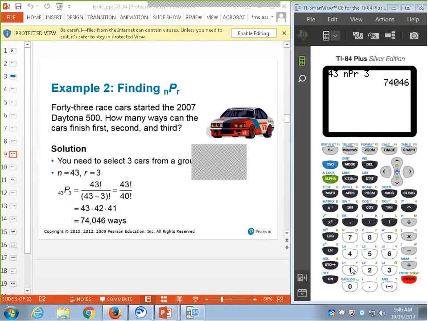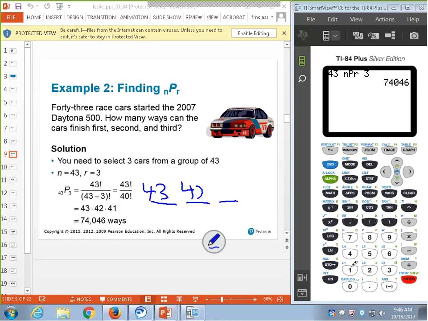Okay, so you've got first, second, third. How many choices for first place? 43. Now somebody got first place, so how many choices are now left for second place? 42. Yeah, 42, and similar reasoning there. 41 choices for third. But now what do we do? We stop, right? Because it's only first, second, third. Well, if you do what?